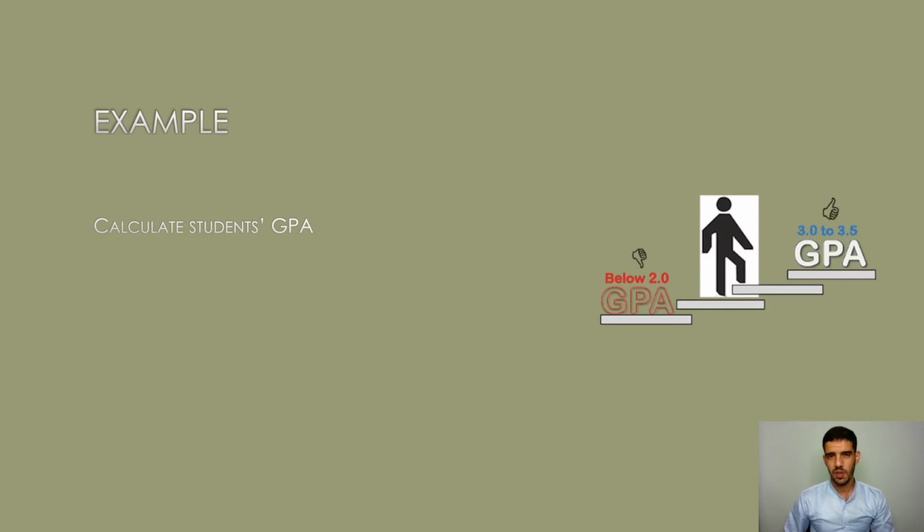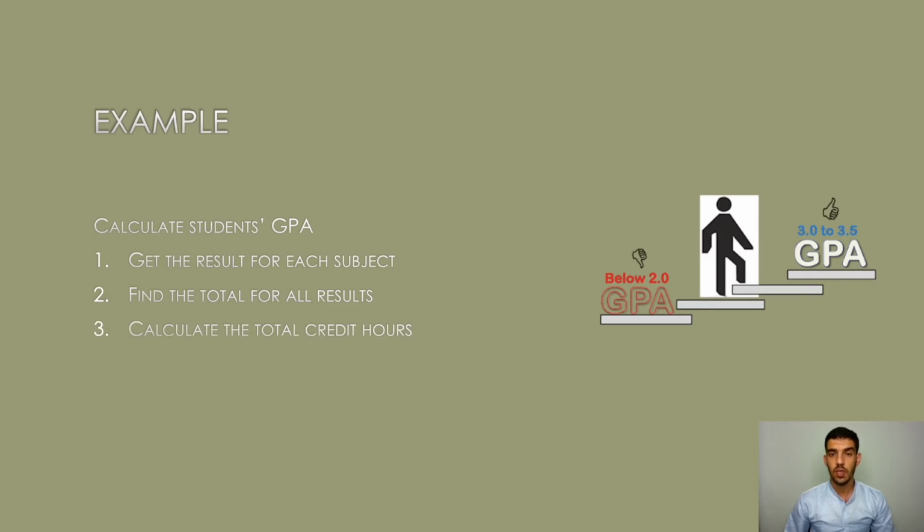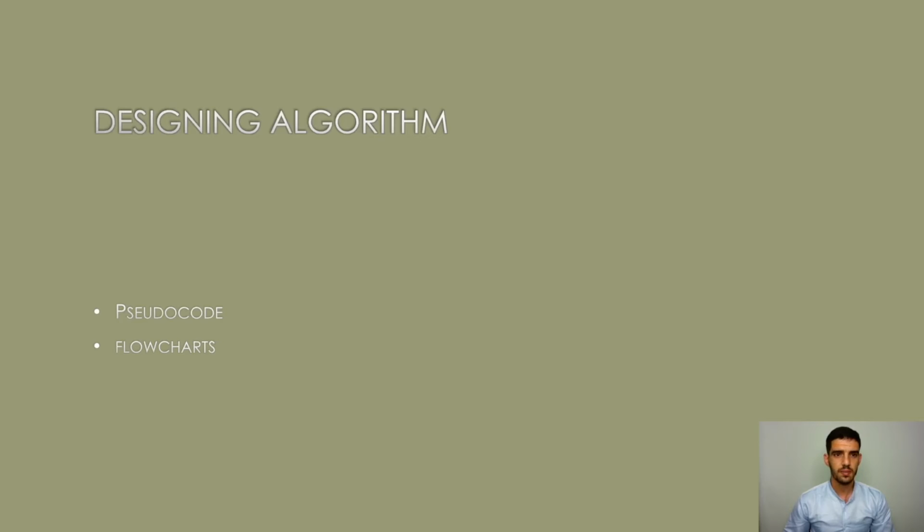Let's take an example of how to calculate your GPA. First step is to get the result for each subject, right? That means we have a variable for each subject to store the result. Second, you need to calculate the total for all subjects, as well as calculate the total credit hours. Later on, we divide the total result for the subject marks by the credit hours, and finally we need to show the result or write down the result.